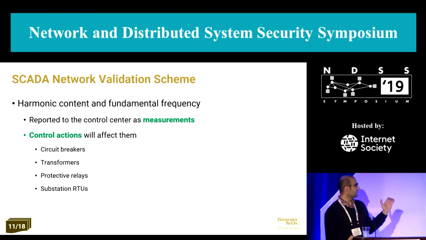And also, control actions are affecting these measurements. So if any of these control actions like circuit breaker opening, closing, or transformer tap changing happens in the substation, they will affect the current of the circuit, and we can detect them. So we can successfully extract the measurements and control actions from our signal and compare them with the network traffic to check its integrity.